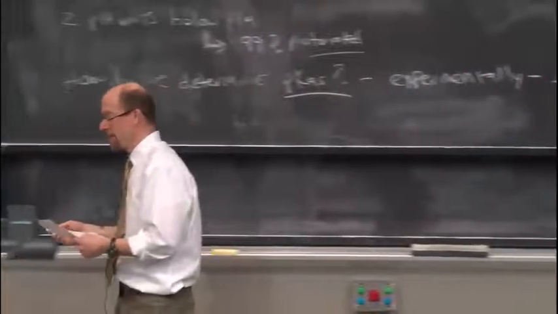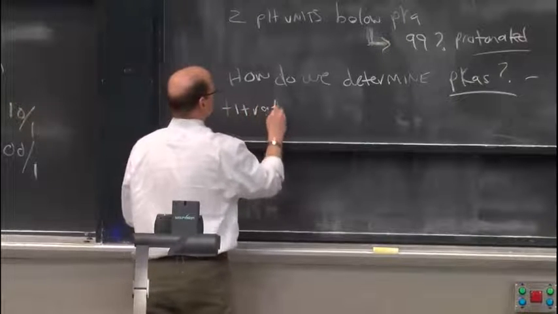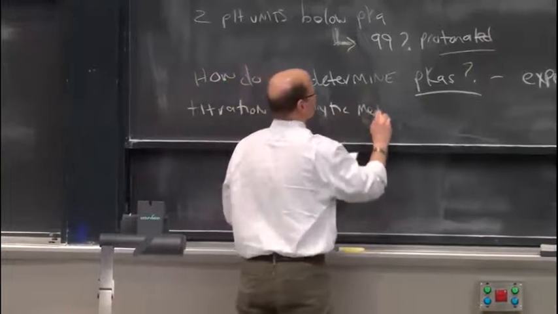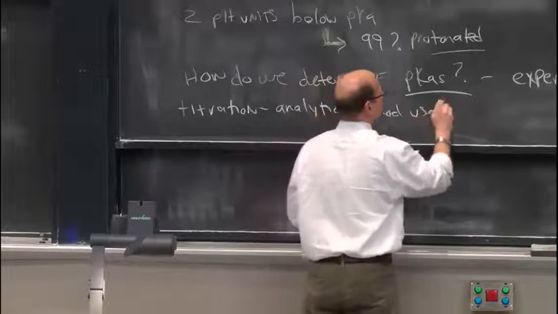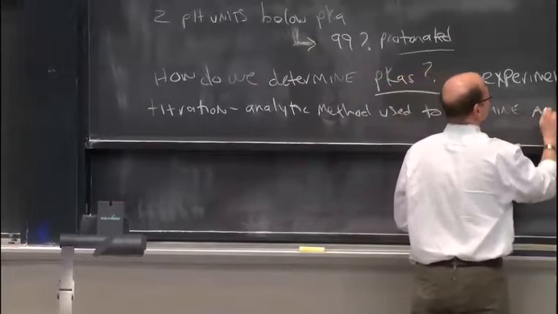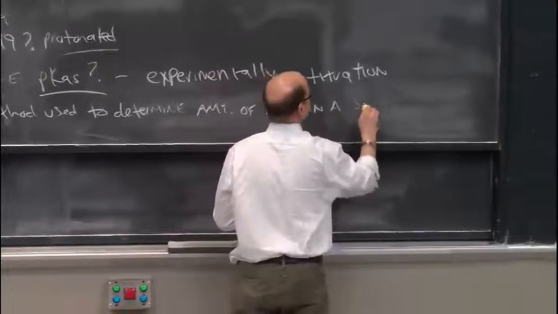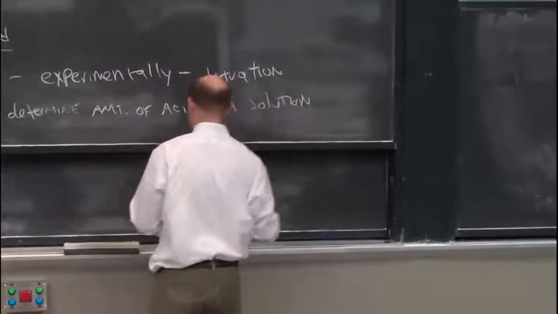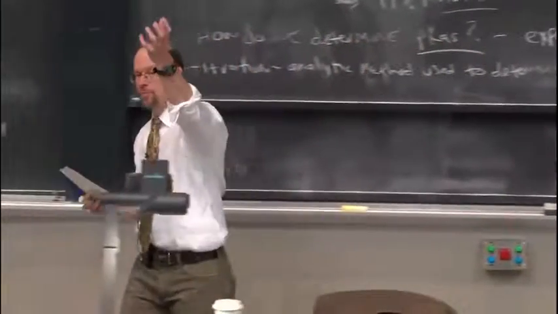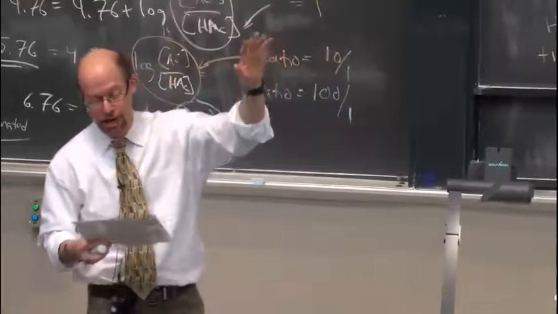Titration is an analytic method used to determine the amount of acid in a solution. Let me give you an exact definition. The idea is that we have a solution, we want to figure out how much acid is in it, and so we keep titrating in larger and larger amounts of a base.